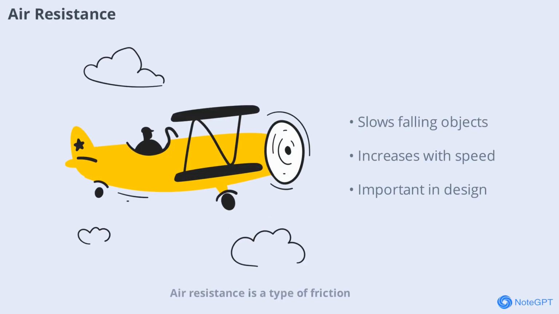Air resistance is a type of friction that acts against objects moving through the air. It slows down falling objects and affects the motion of everything from airplanes to raindrops. The faster an object moves, the greater the air resistance. Engineers design shapes to minimize air resistance and improve efficiency in vehicles and sports.